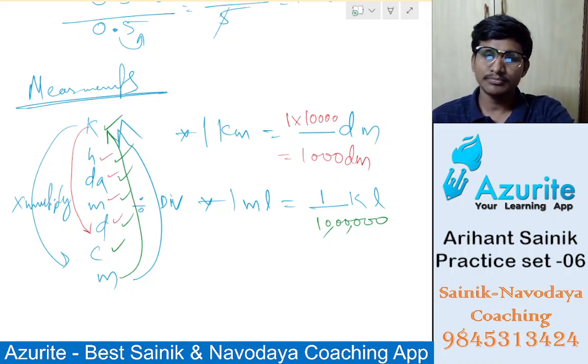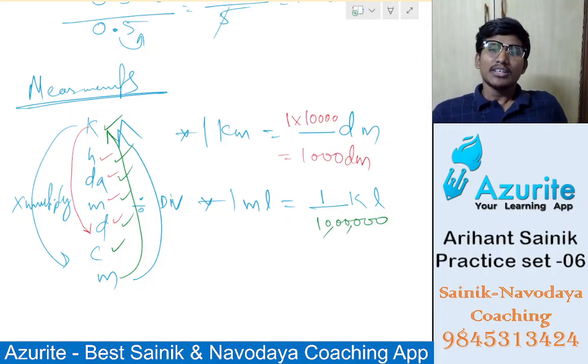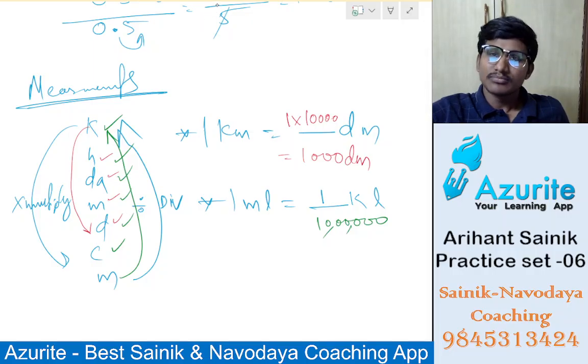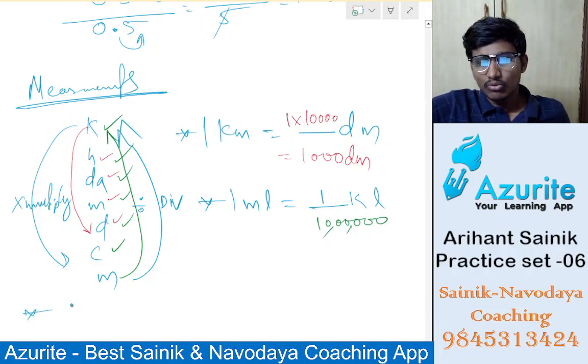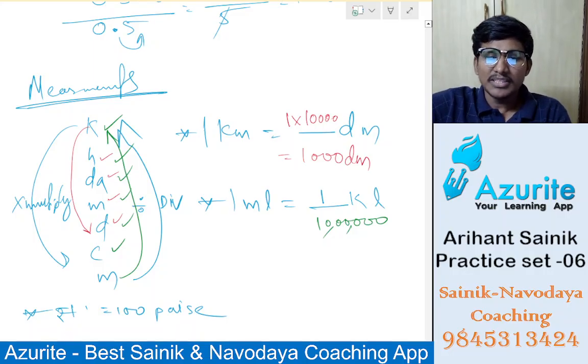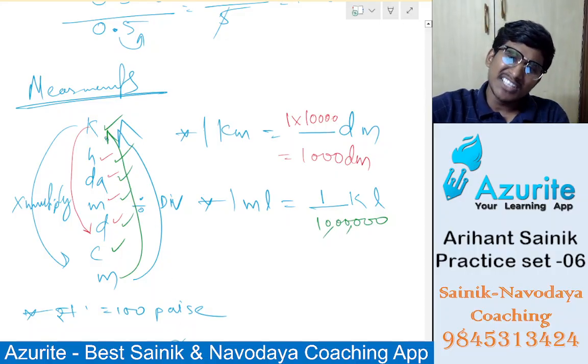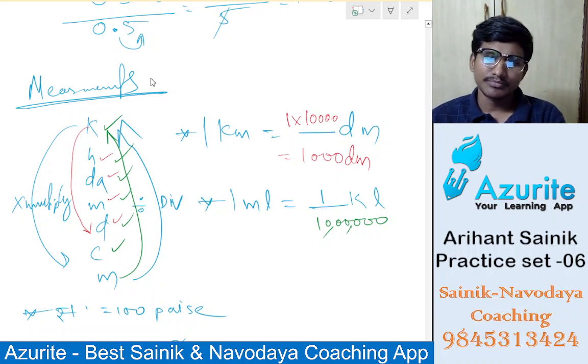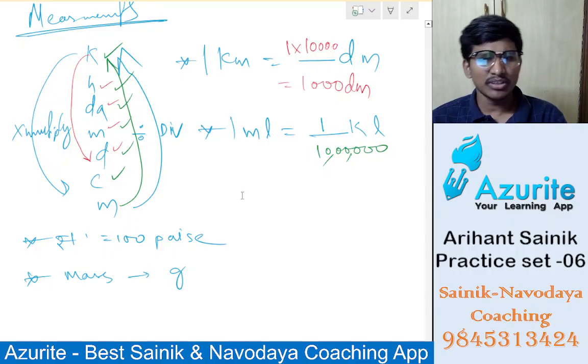Remember this. Apart from that, 1 rupee means how much? 1 rupee means 100 paise. You remember that? And minutes and seconds. Now mass. Mass means the weight. So how do we measure mass? Gram, kilogram, hectogram, decagram, grams also.